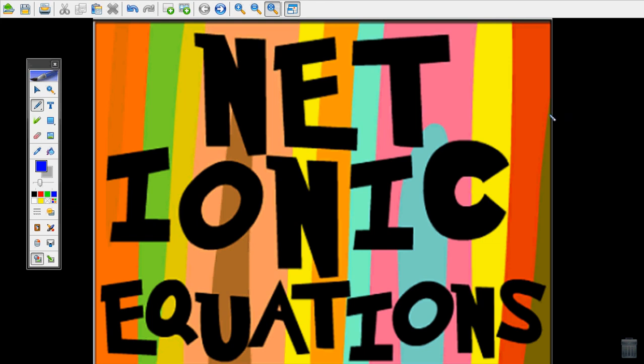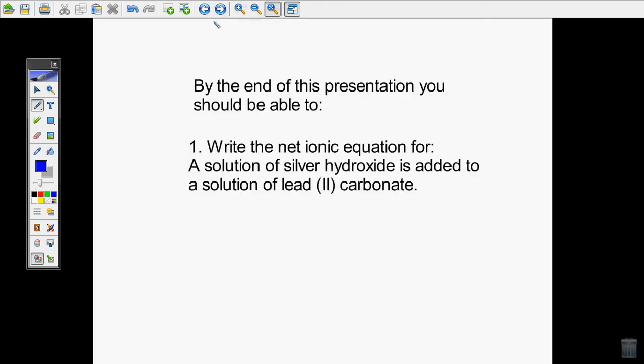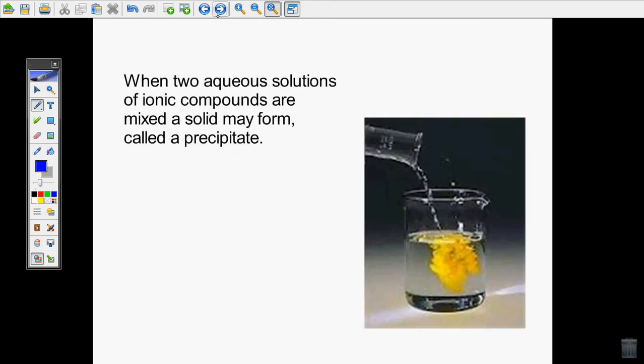For net ionic equations, you need to have your solubility rules in front of you, and you should all have those in the reference section in the back of your notebook. By the end of the presentation, you should be able to write the net ionic equation for a solution of silver hydroxide added to a solution of lead 2 carbonate.